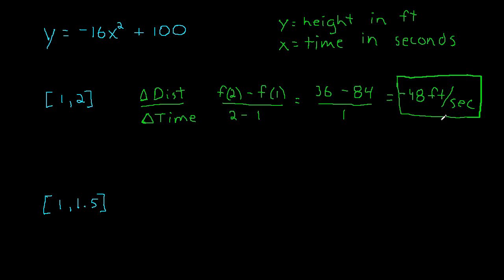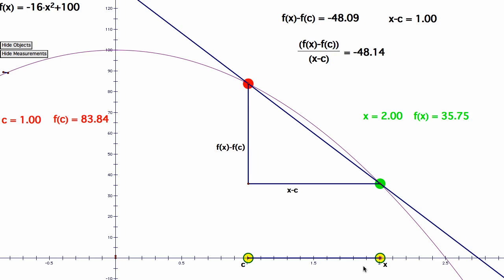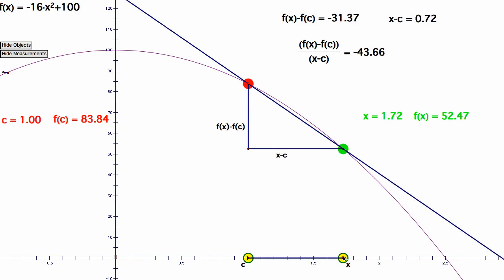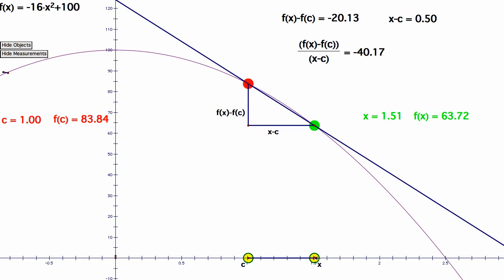Okay, so negative 48 feet per second is the average speed over the time interval from 1 second to 2 seconds. Well, what if we get closer? What if we shorten up that time interval from 1 to 1.5 seconds? Well, we can see on the graph here that if I shorten up the time interval and I take x to 1.5, okay, there I am right there, 1.5. If I plug 1.5 into this function here, I should get back 64, and it turns out that I do. I don't have any rounding error going on here.